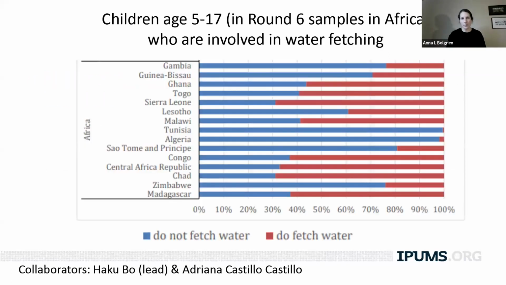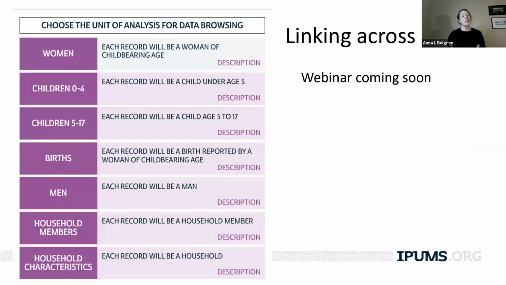But here's an example of the proportion of children in Africa who are involved in water fetching as a way to demonstrate how this topic can be comparable across all of these different countries. And so once again, linking across units is a little confusing, but there's definitely resources in the user guides, and there's going to be a linking specific webinar coming soon.